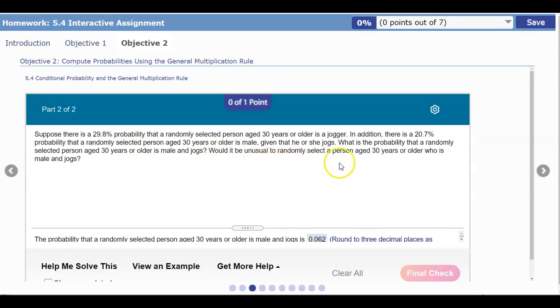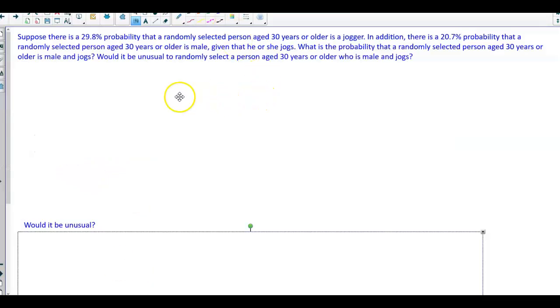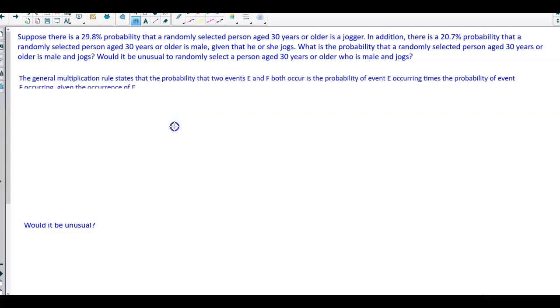Would it be unusual to randomly select a person aged 30 years or older who is male and jogs? Okay, so here's our question. The first thing we need to identify is that the general multiplication rule states that the probability that two events E and F both occur is the probability of event E occurring times the probability of event F occurring, given the occurrence of E. So we want to find the probability of E and F. This is the formula, which is equal to the probability of event E times the probability of event F, provided that event E has already occurred.